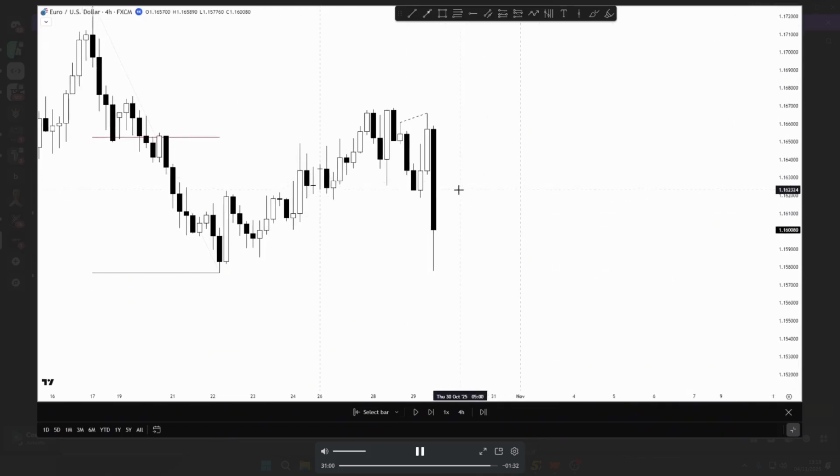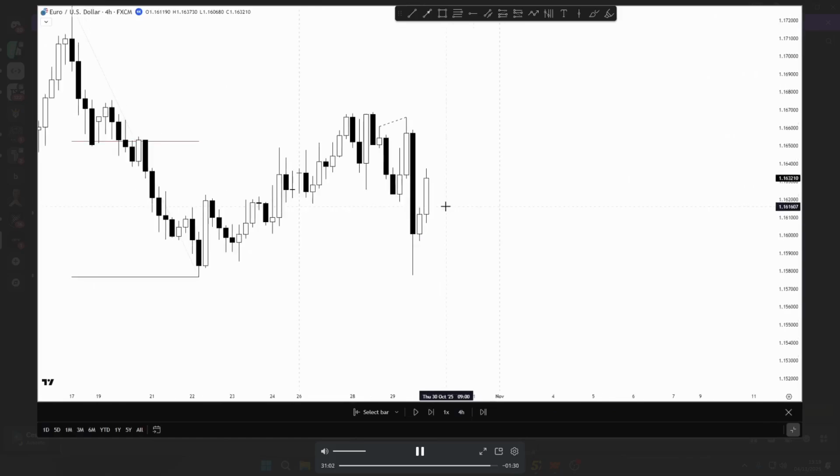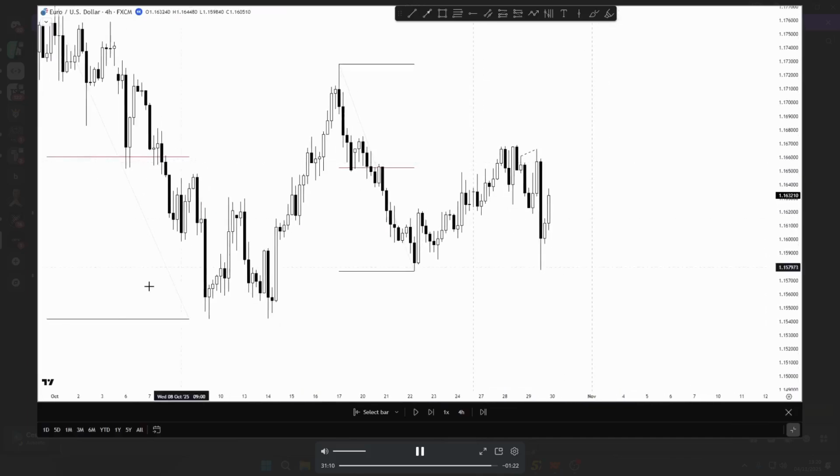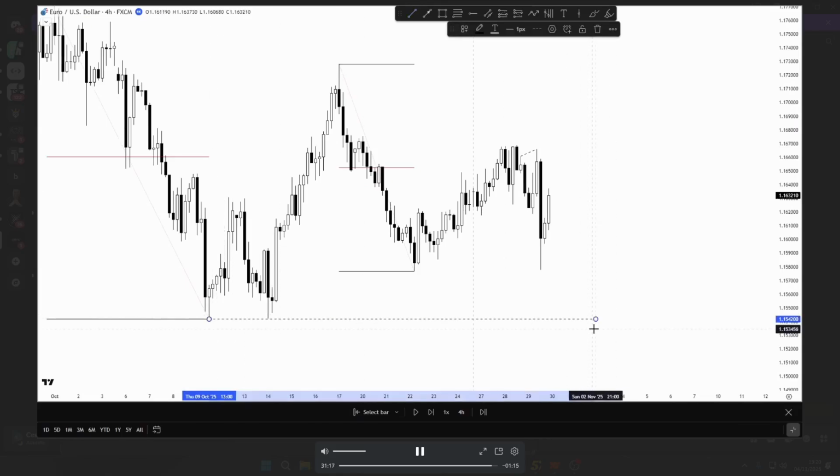Okay, then on Wednesday, since we had already rebalanced the macro dealing range, my drawn liquidity for Wednesday and the rest of the week then shifted towards the low of the macro dealing range on the daily time frame. That was my next long-term drawn liquidity for price. Okay, and my new directional bias for the rest of the week was bearish.